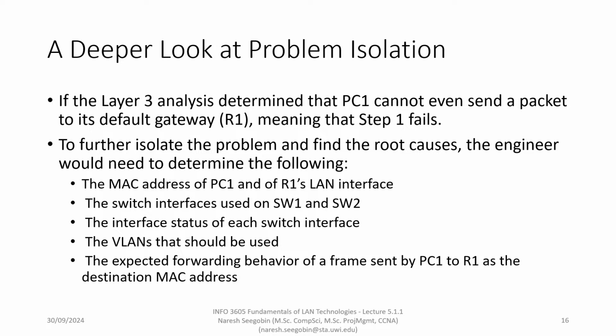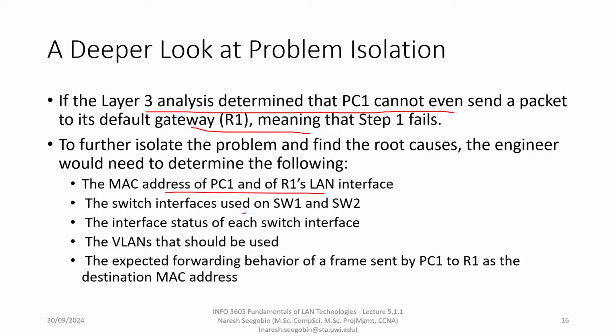If it's also determined PC1 cannot even send a packet to the default gateway, meaning step 1 fails, you know what's happening there. You cannot ping your gateway, so something is wrong. Your gateway may not be configured, or you may have a misconfigured IP for your gateway. Or it could be a layer 2 problem, which is more switching, VLAN stuff, or a wrong VLAN. The switch port may be disabled, in shutdown mode. Those are the main things that could happen.